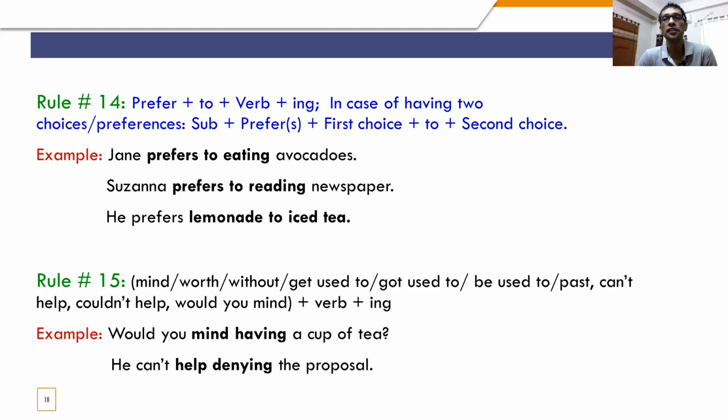Okay, rule number 15 now. Verbs like get used to, got used to, be used to, can't help, couldn't help, would you mind are always followed by verb plus ing. Look at the example.